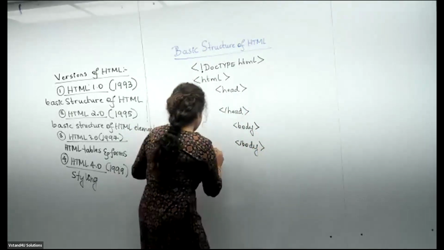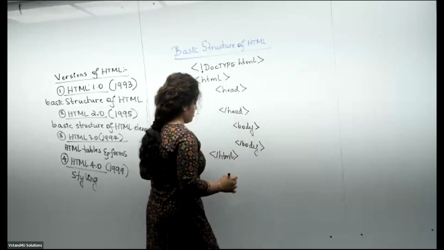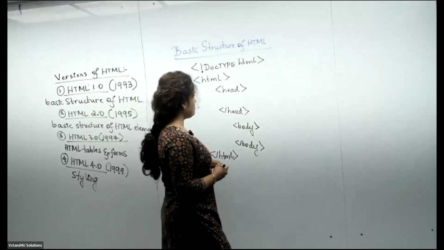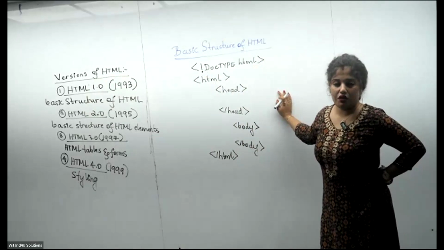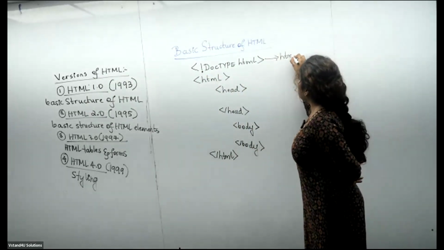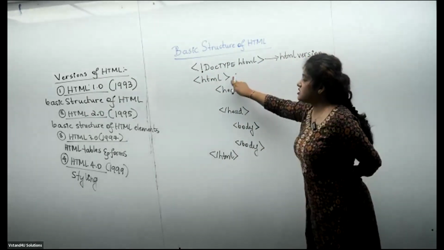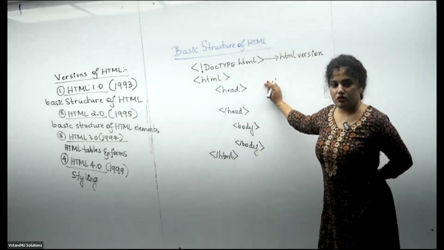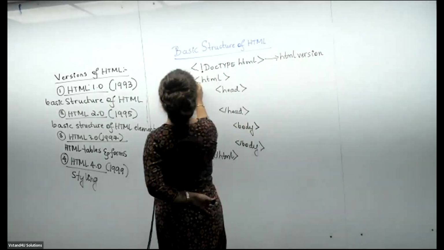And at last, what is this called as? What does it describe? It will describe your HTML version. Yes. What is this? What HTML? Okay, what is the difference between this and this?